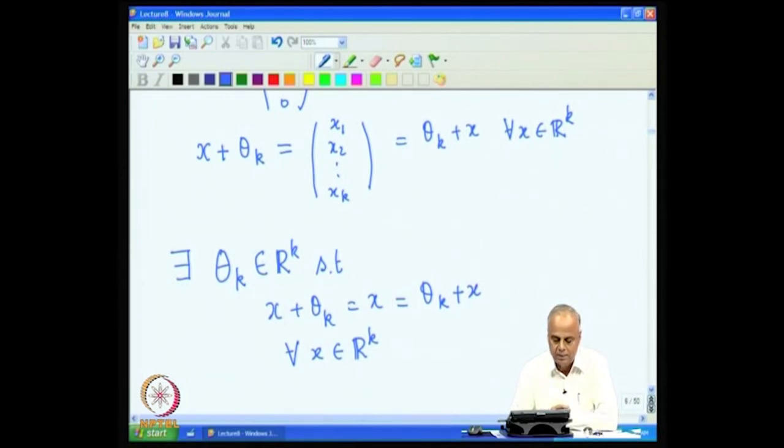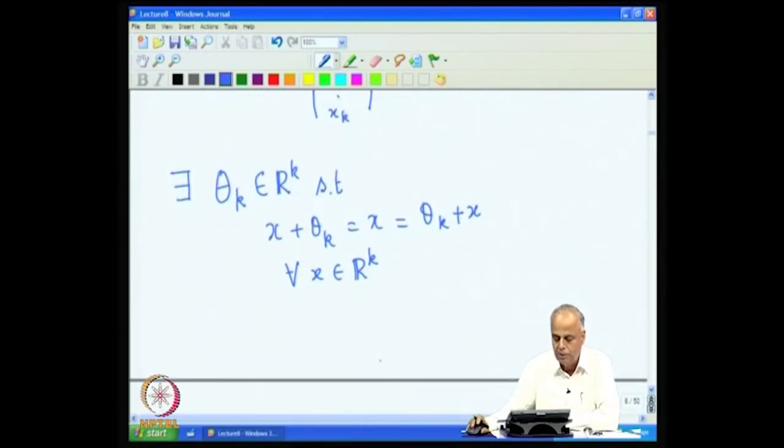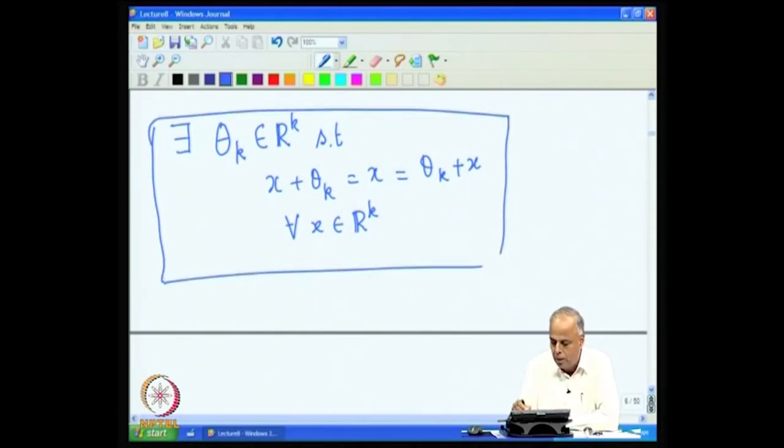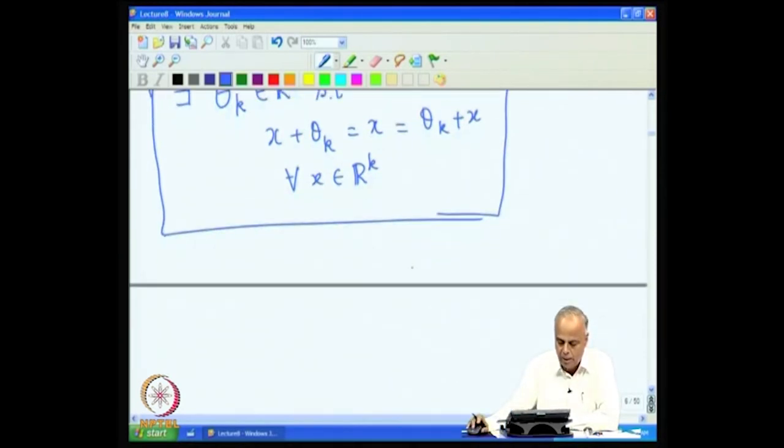Again, let us recall, addition is such that when x and y are in R^k, x plus y is also in R^k. Addition was associative. Now, we see that there is a vector analogous to the number 0 in R: there is a vector theta_k in R^k such that x plus theta_k is equal to x for every x. So, this is the next important property of addition on R^k.